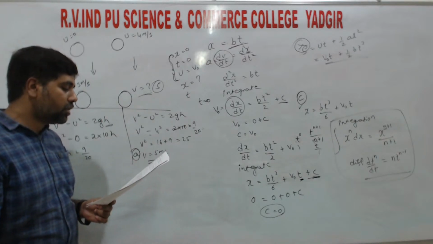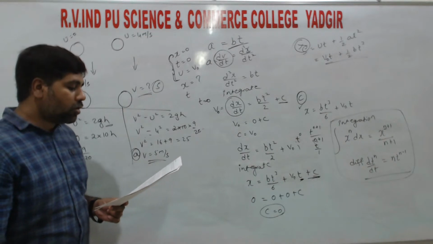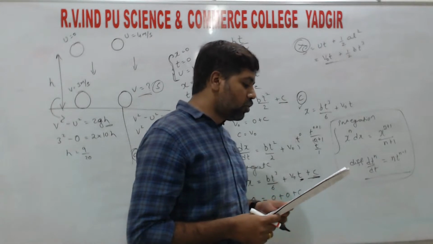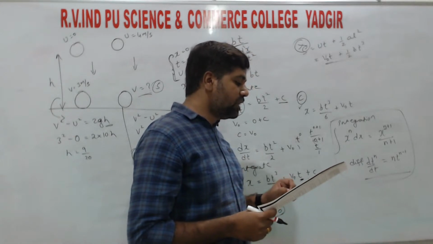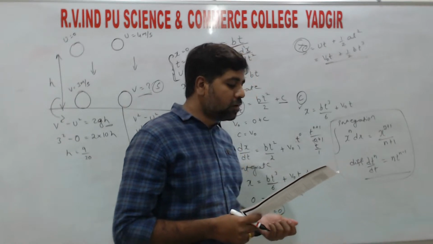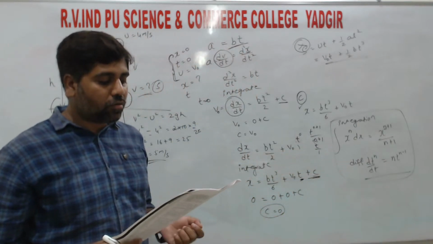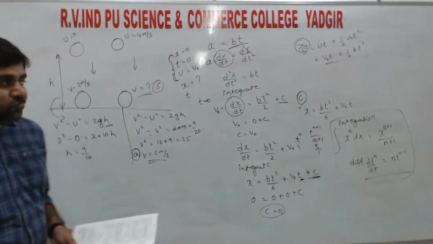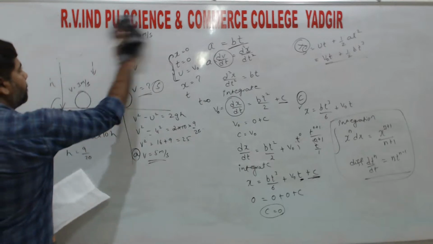Next, question 34: water drops fall at regular intervals from a tap 5 meters above the ground. The third drop is leaving the tap at the instant the first drop touches the ground. How far above the ground is the second drop at that instant, right?